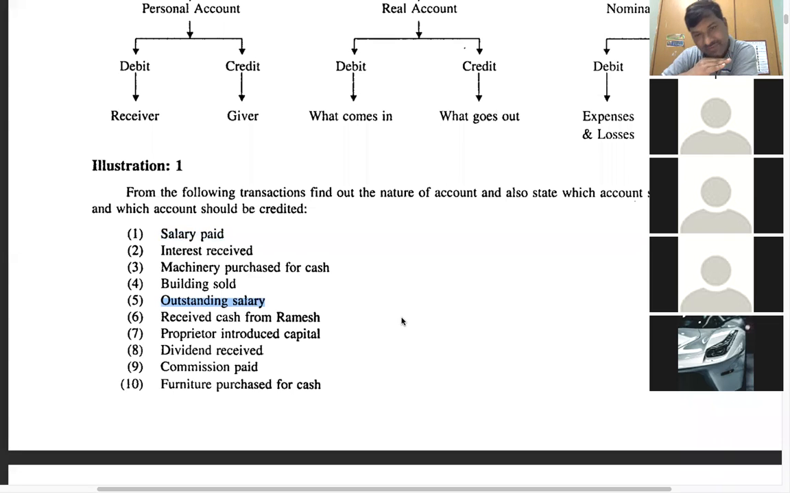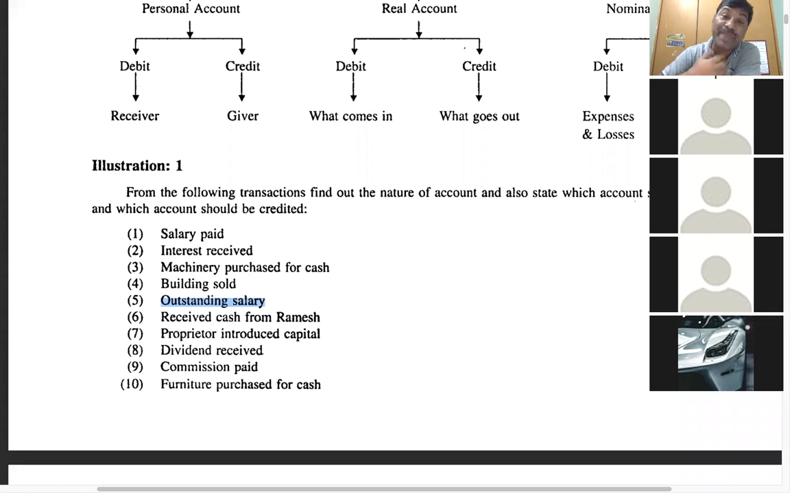Even if it is wrong, don't worry. If it's wrong, I will correct it. Outstanding salary. Very good. Outstanding salary is the other aspect. Salary is an expense, and when it is an expense, it is a nominal account. Then what is outstanding salary? Outstanding salary means the salary has become due, but you did not make the payment. That's called outstanding salary.